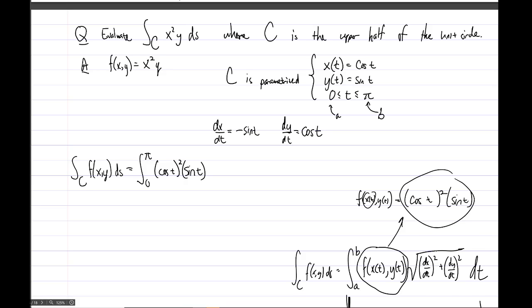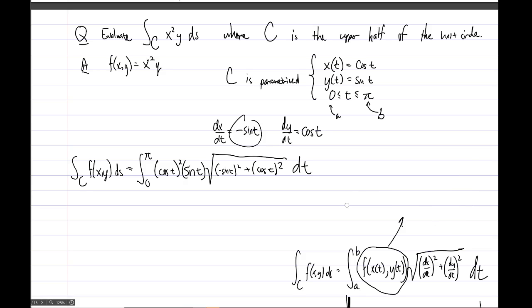The next part is we've got this radical. We got root, and then you'll see we've got dx dt squared. dx dt is right there, negative sine of t, so we've got negative sine of t, which we're going to have to square. Plus we have dy dt squared, so we've got cosine of t squared. And then dt.